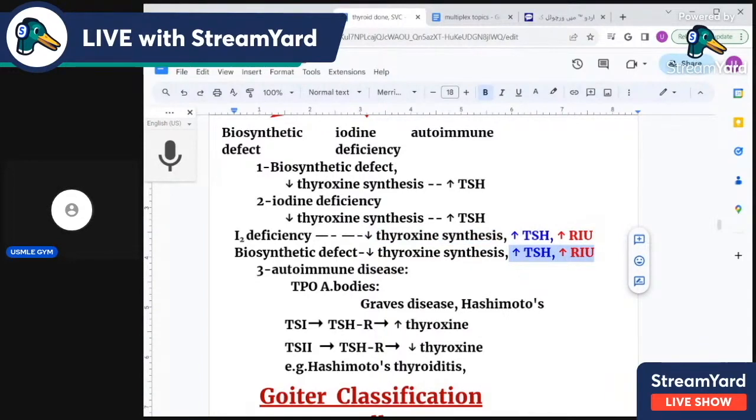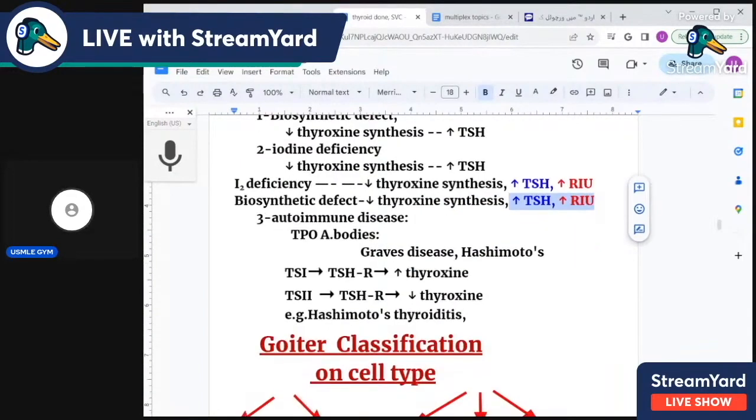uptake, but decreased thyroxine. And in the autoimmune causes, we have TPO antibodies, which are present in the goiters of both Graves' disease, which is hyperthyroidism, and Hashimoto's thyroiditis, which is hypothyroidism. TSI antibodies stimulate the TSH receptor, increasing thyroxine production, and TSH inhibitory immunoglobulins attach to the same TSH receptor and decrease the thyroxine production.